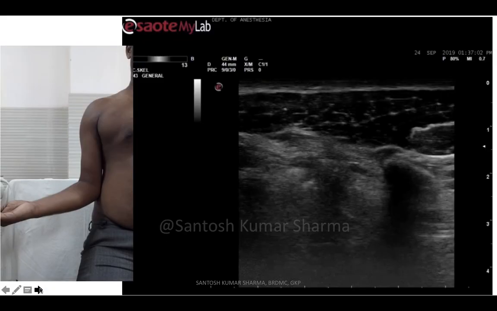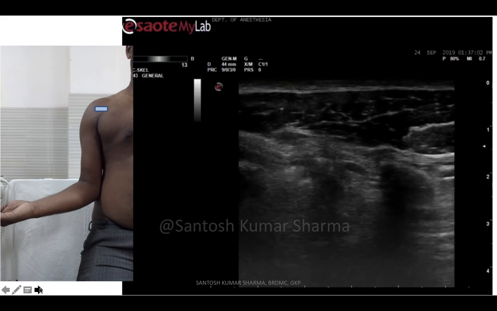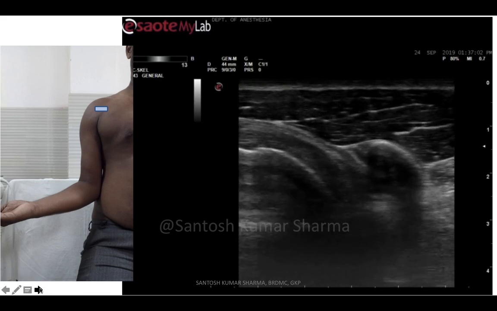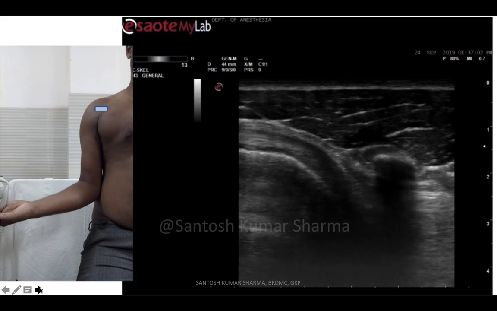Moving on to a short video, here we have placed the probe horizontally, and this is how we find the subscapularis, the coracoid process, and the coracohumeral ligament.